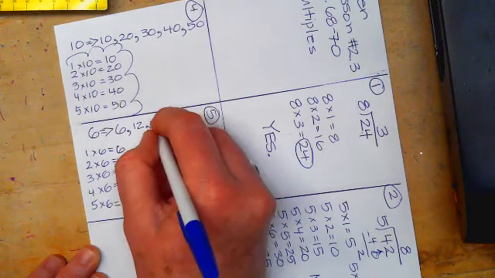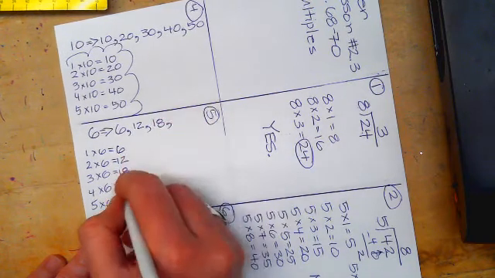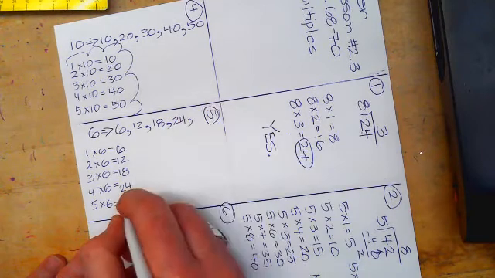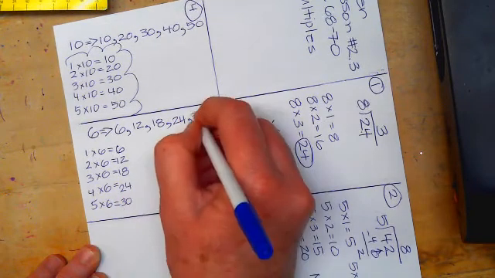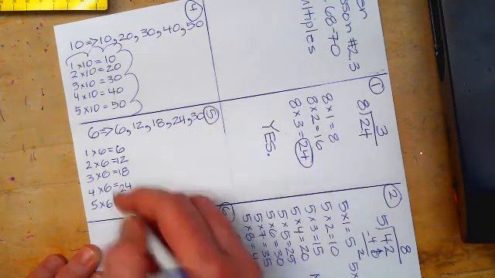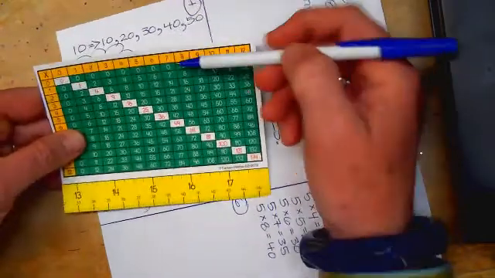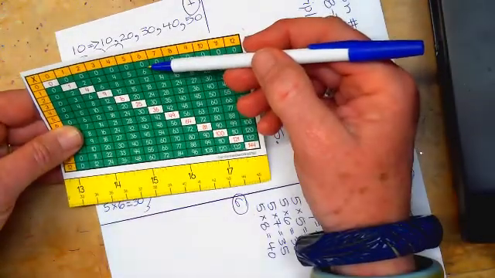This is 6. You're always going to start out with the number itself. 2 times 6 is 12. 3 times 6 is 18. 4 times 6 is 24. And 5 times 6 is 30.